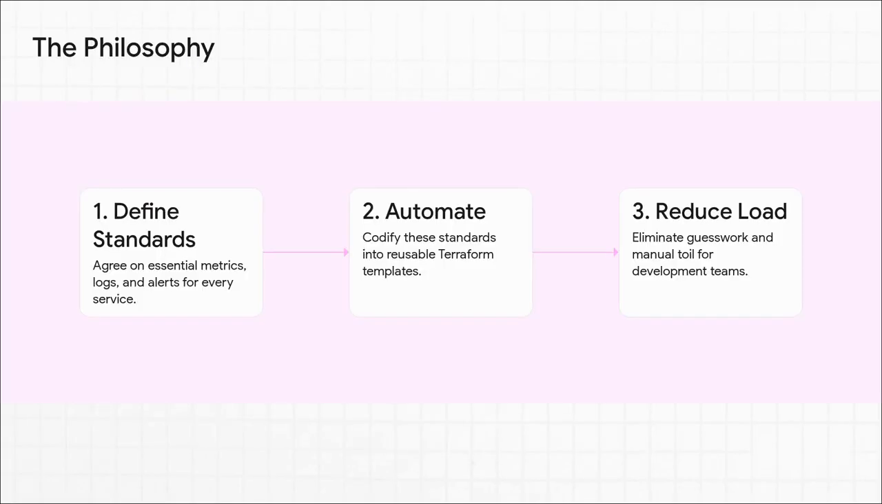And the thinking behind this is super simple but really powerful. First, the platform team gets together and defines the standards. What does good look like for any service at our company? Second, you automate those standards using a tool like Terraform, and the result? You completely slash the cognitive load for your developers. You're basically getting rid of all the guesswork and all that wasted effort.